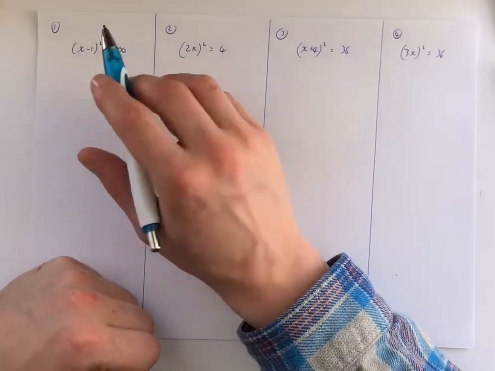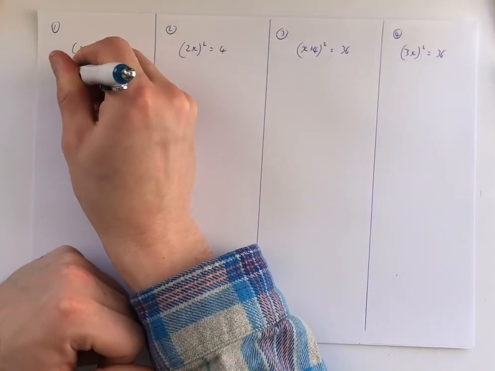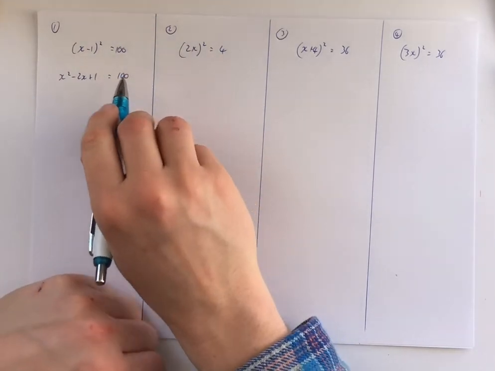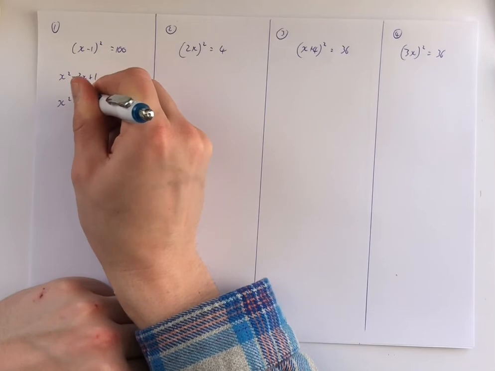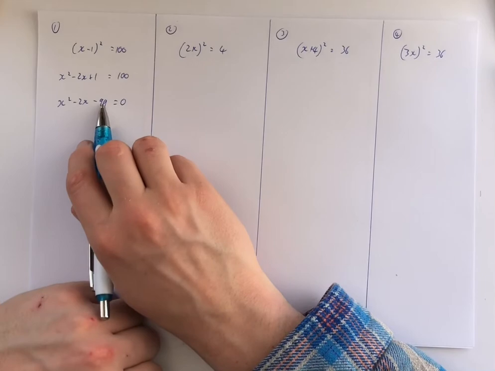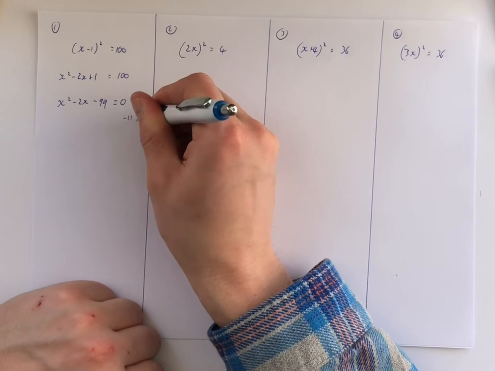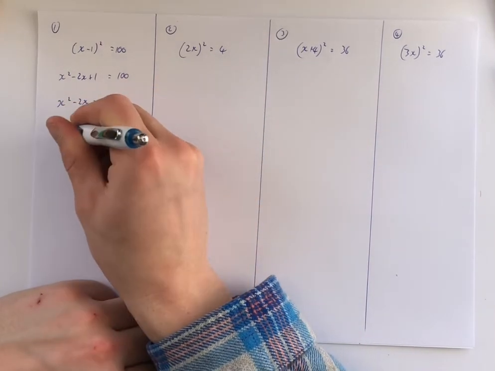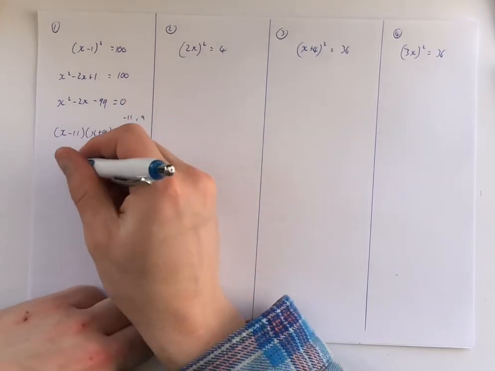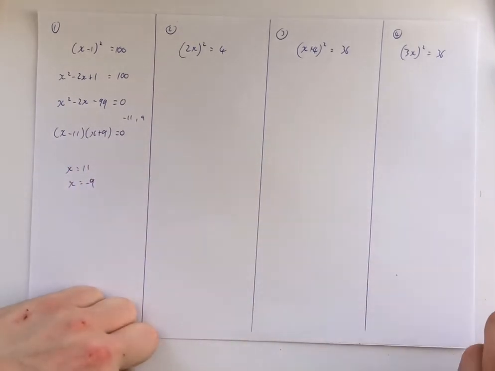So the standard way of solving a quadratic is we expand everything out and make it equal 0. So expanding this would have x squared minus 2x plus 1 equals 100. Subtracting 100 would make this equal 0. And now I need numbers that multiply to negative 99 and add to negative 2. So that's going to be negative 11 and positive 9. X minus 11, x plus 9 equals 0, and there are your 2 solutions. X equals 11 is the solution, x equals negative 9 is the solution.